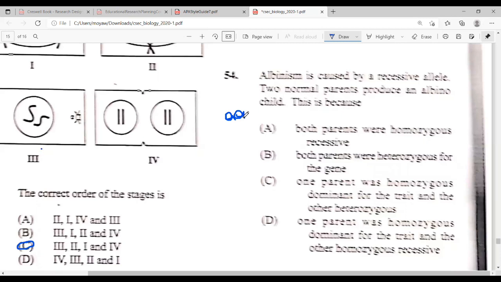Two normal parents produce an albino child. So we already know that normal could be dominant, which is having 2 capitals, or heterozygous, which is having 1 capital and 1 small letter. And this is how the parents could have produced an albino child, by being heterozygous.